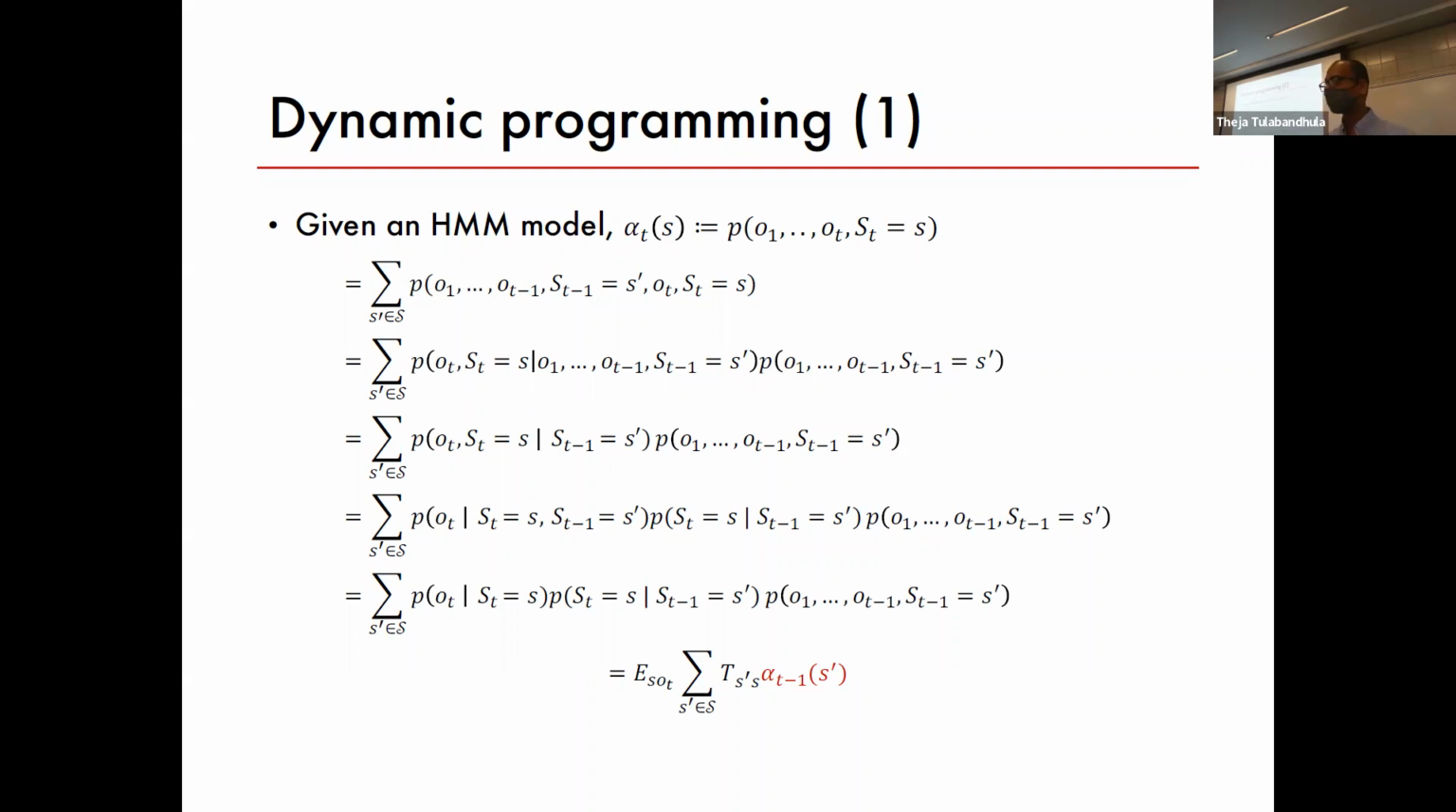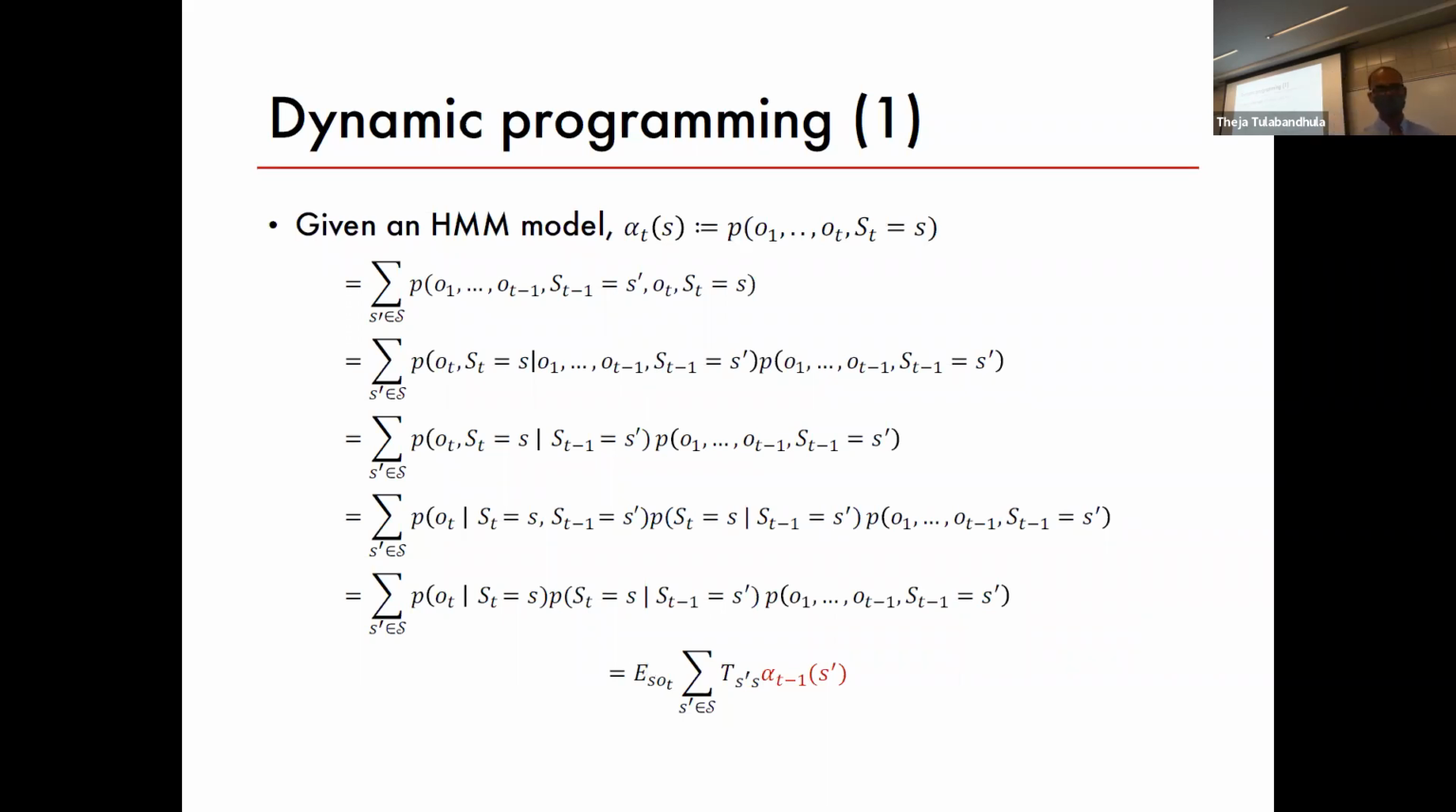But at the end of the day, what we're trying to identify is a recursion. What is the recursion? If I want to know the probability of observations little o1 to little ot, and the state at time little t taking a value little s, then that alpha t of S is equal to something. I should have written Q here, but let's say E. E is just, in the state little s, what's the probability of observing little ot? That's the emission probability. That's why E is being used here.